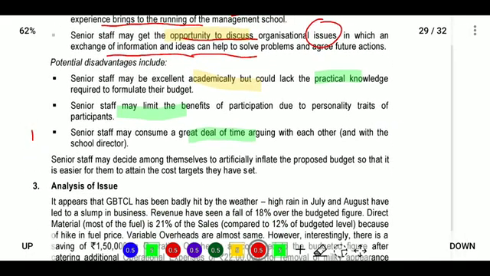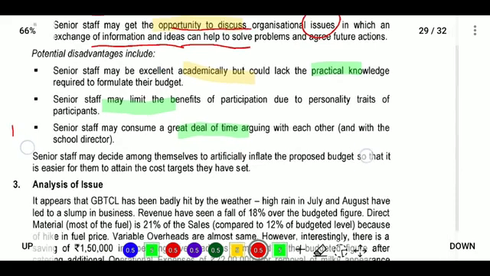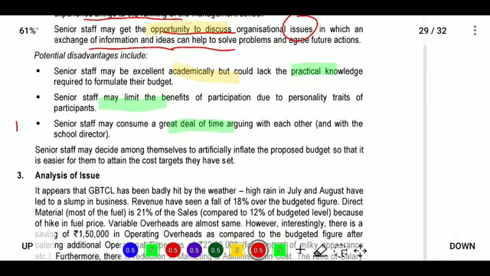Next, potential disadvantages. What are the disadvantages? Senior staff are excellent academically, but lack practical knowledge. For example, in the banks, senior staff have knowledge, but they do not have system knowledge. They do not have practical knowledge of computers, how to use them. They don't even know how to use their phone, so they use their phones less. So they do not have practical knowledge.